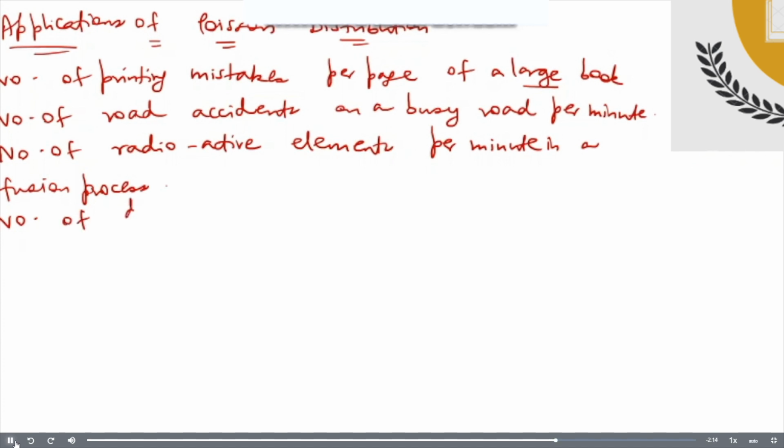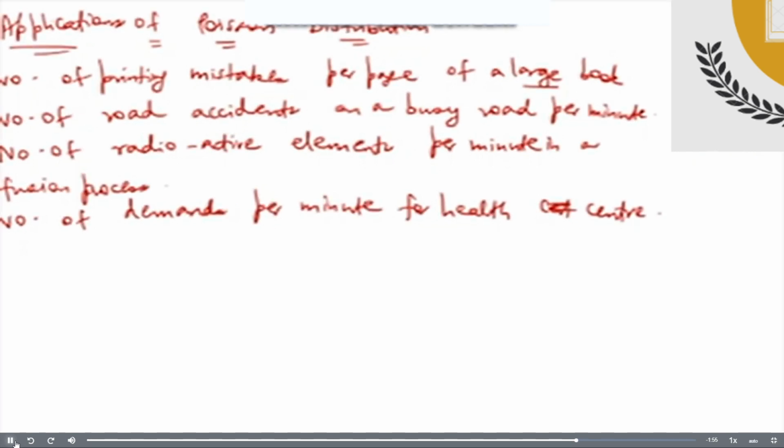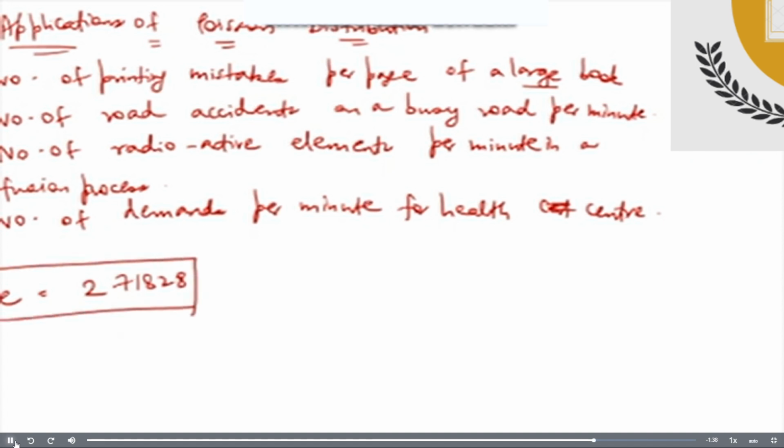The number of demands per minute for a health center. Okay, these are the applications, so please go through this. For that, in the question, the e value will normally be given. But if the e value is not given, then please remember this value, memorize it. Okay, 2.71828.